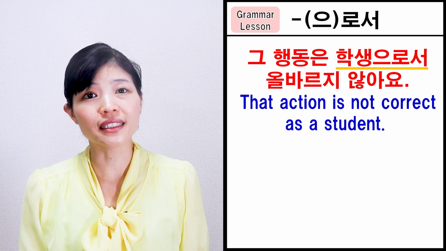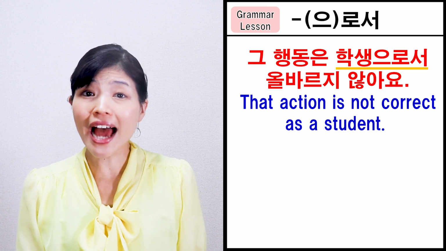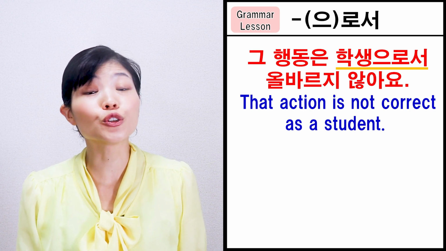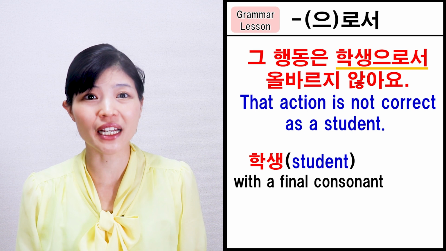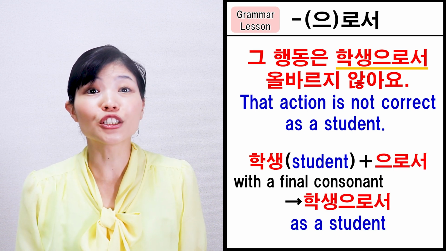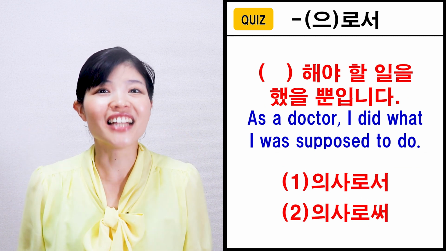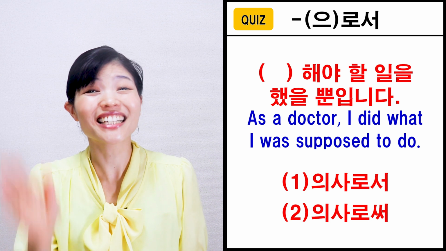Let's read the next sample sentence. 그 행동은 학생으로서 올바르지 않아요. That action is not correct as a student. Here, 학생, a student, has a final consonant. So you add 으로서 to make 학생으로서 as a student. Quiz! Then let's deepen our understanding with some quizzes.